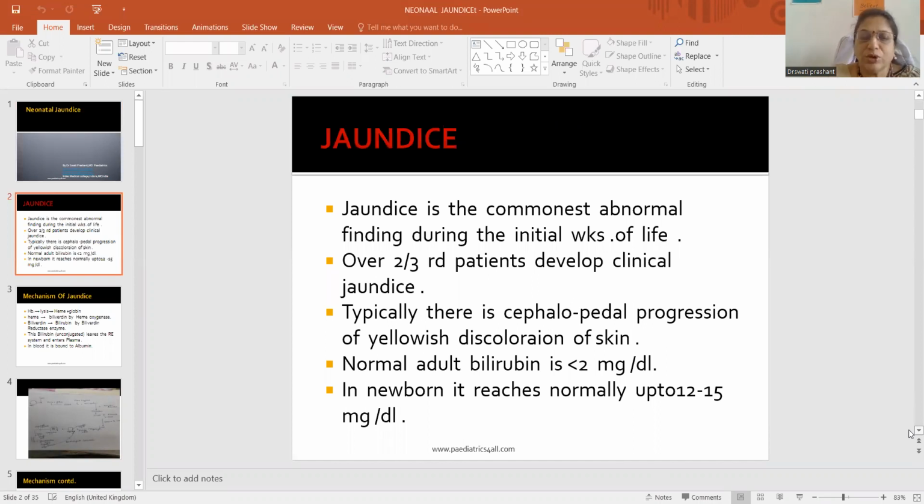Jaundice is the most common abnormal finding during the initial weeks of life. Over two-thirds of patients develop clinical jaundice. Typically, there is a cephalopedal progression of yellowish discoloration of the skin, meaning this jaundice starts from the face and then goes to the trunk and then the lower limbs and arms. Normal adult bilirubin is less than 2 milligram per deciliter. In a newborn, it normally reaches up to 12 to 15 milligram per deciliter.